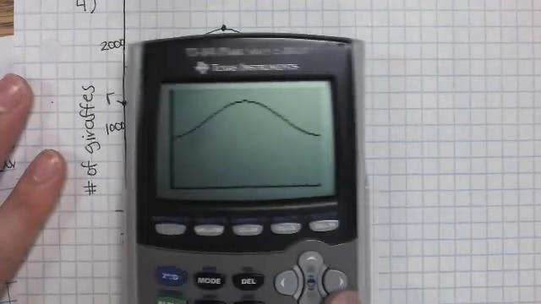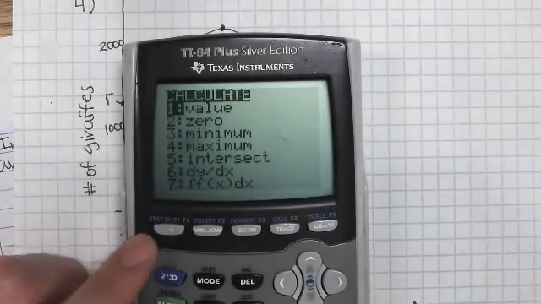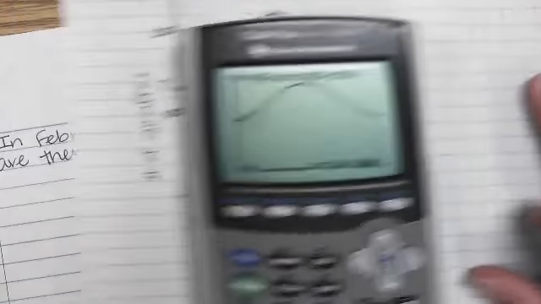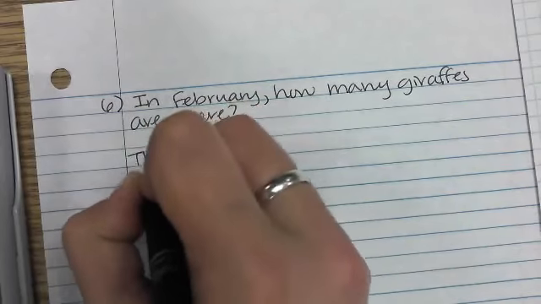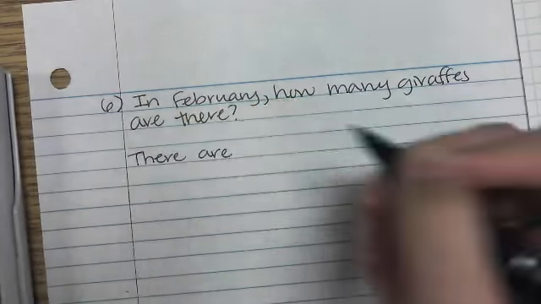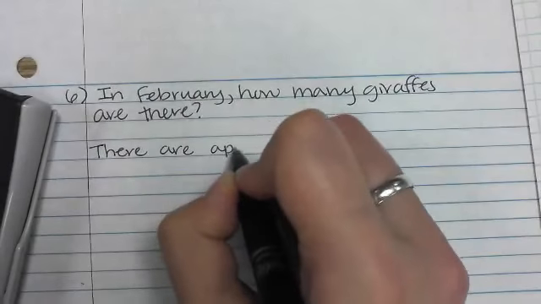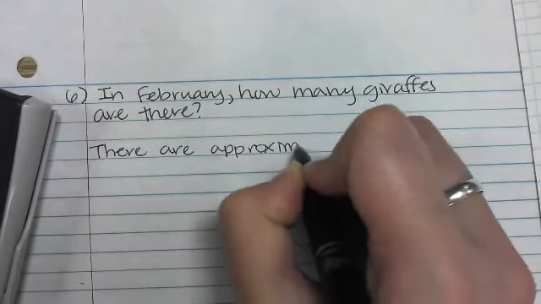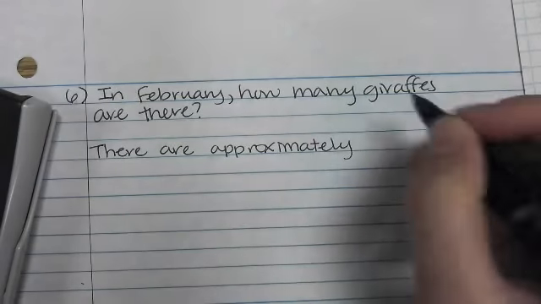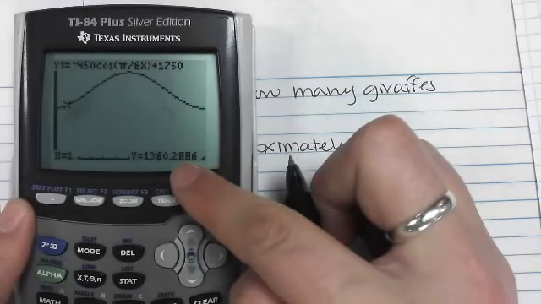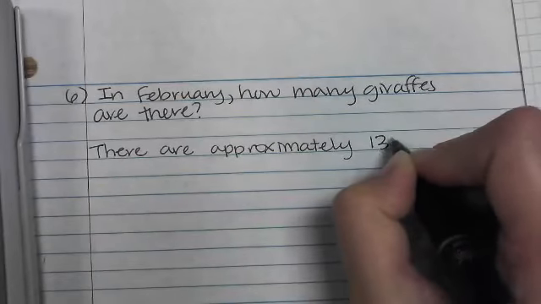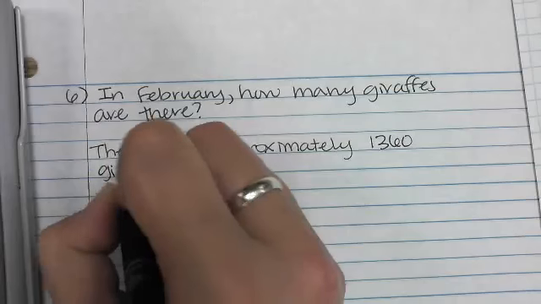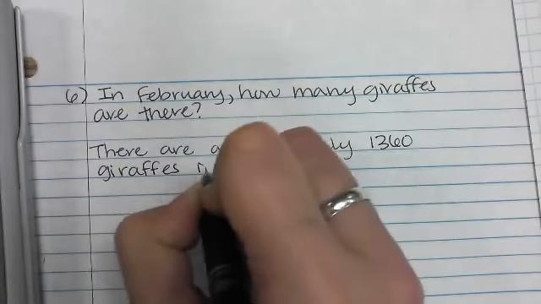And then for February, we're going to plug in 1. All right, so if you plug in 1, we're going to say there are approximately, and I'm going to round to the nearest whole giraffe, 1,360. 1,360 giraffes in February.